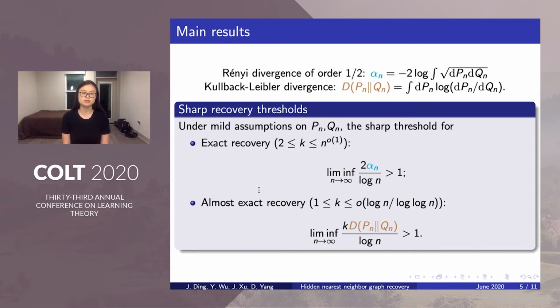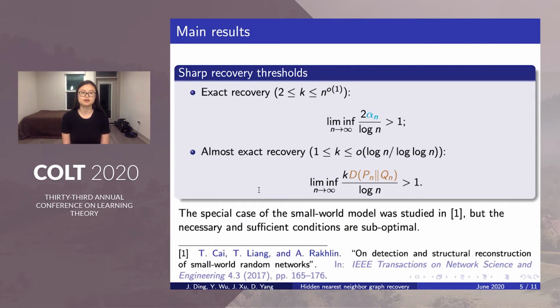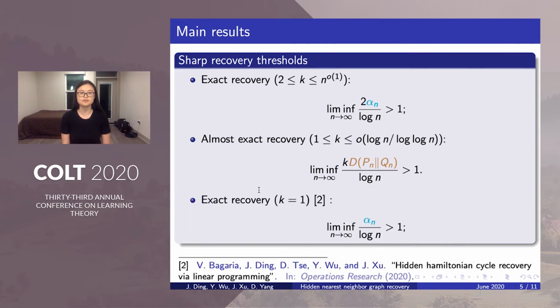Now, a couple of comments on this result. Firstly, the special case of the small world model was studied in a previous paper by Cai, Liang, and Rakhlin. However, the necessary and sufficient conditions given in that paper are suboptimal compared to our recovery thresholds.